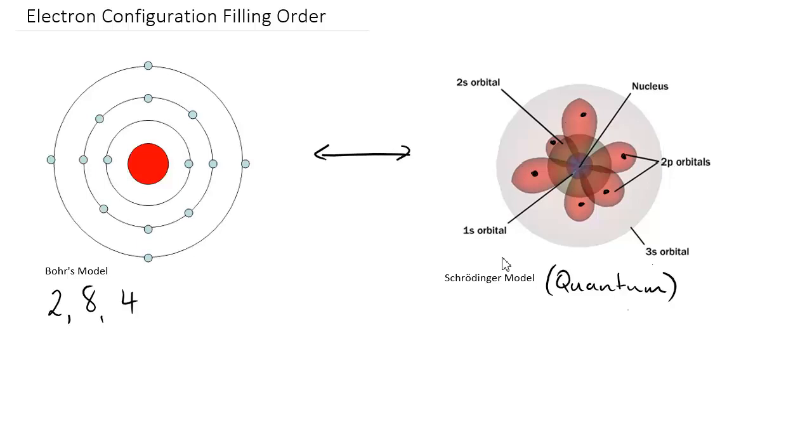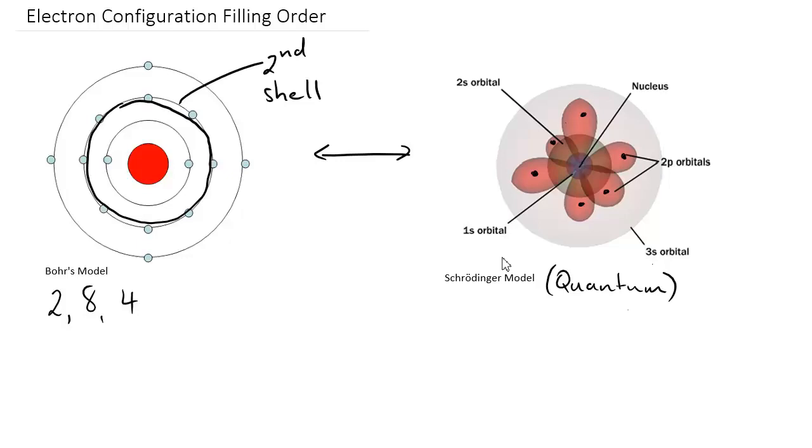I guess Schrodinger's model of looking at how electrons are organized in an atom is more specific, because it says, okay, well, this is the second shell of Bohr's model. Within the second shell it actually doesn't look just like this. It's not just 8 electrons being organized in a lovely little electron shell here. It's actually more complicated than that.